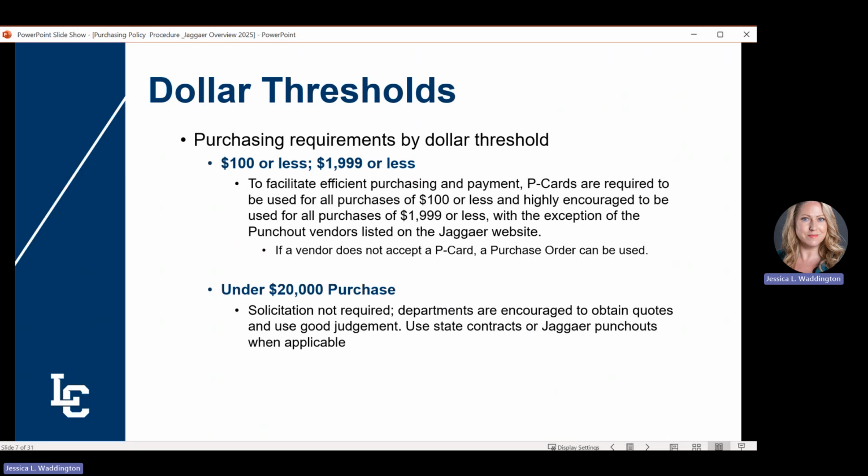Purchases that are under $20,000 are considered under our bid limit, and solicitation is not required. We do encourage departments to obtain quotes and use good judgment when making these purchases. Remember to use the state contracts or Jagger punch-outs when applicable.